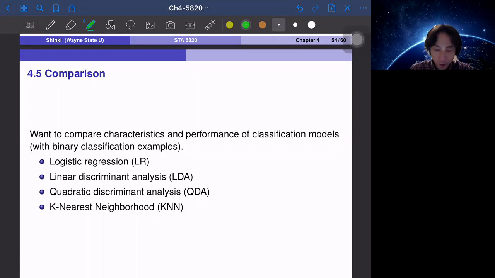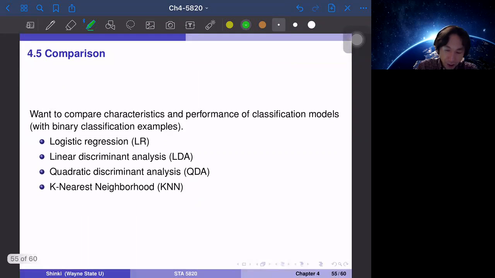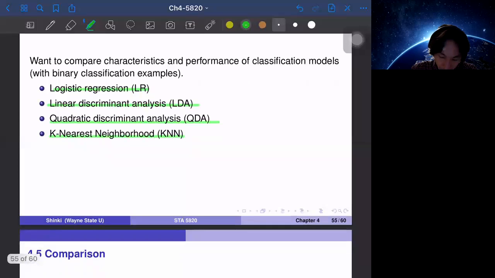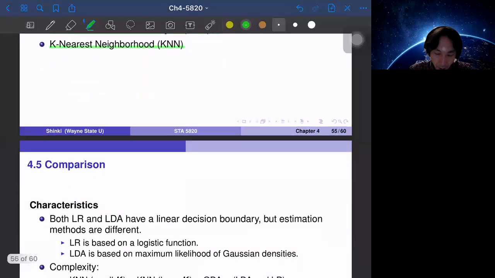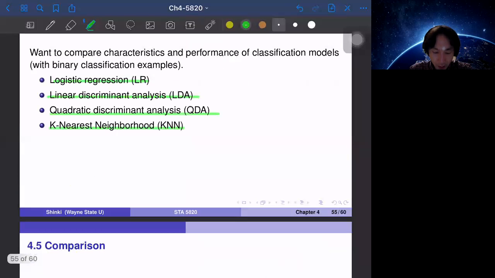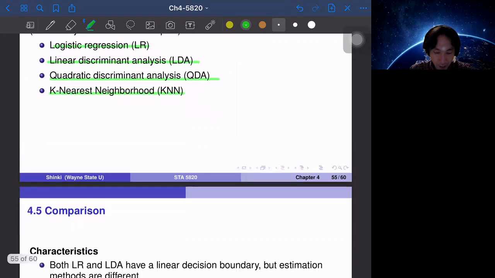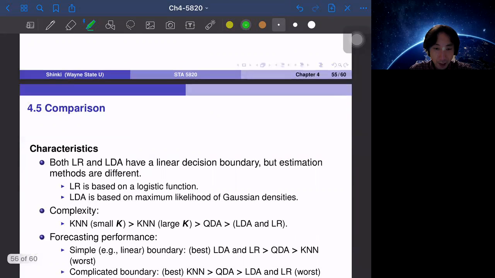Now we have a more detailed comparison. We have studied logistic regression only for two classes, but we have a multinomial version also, and LDA and QDA and the nearest neighbor. The nearest neighbor is more data-oriented, a computational, non-parametric method. It is based on the k nearest observations to each point. So basically we make the decision based on the majority rule.